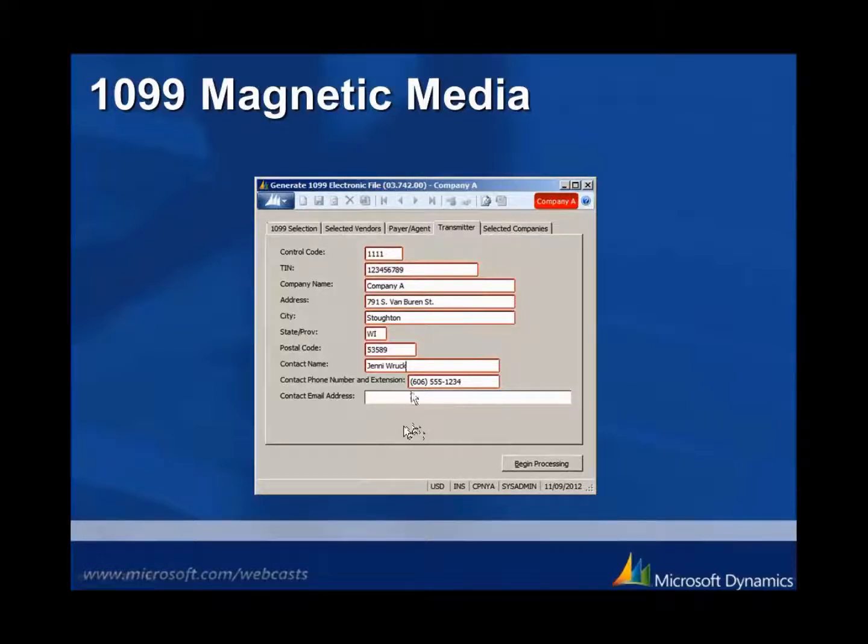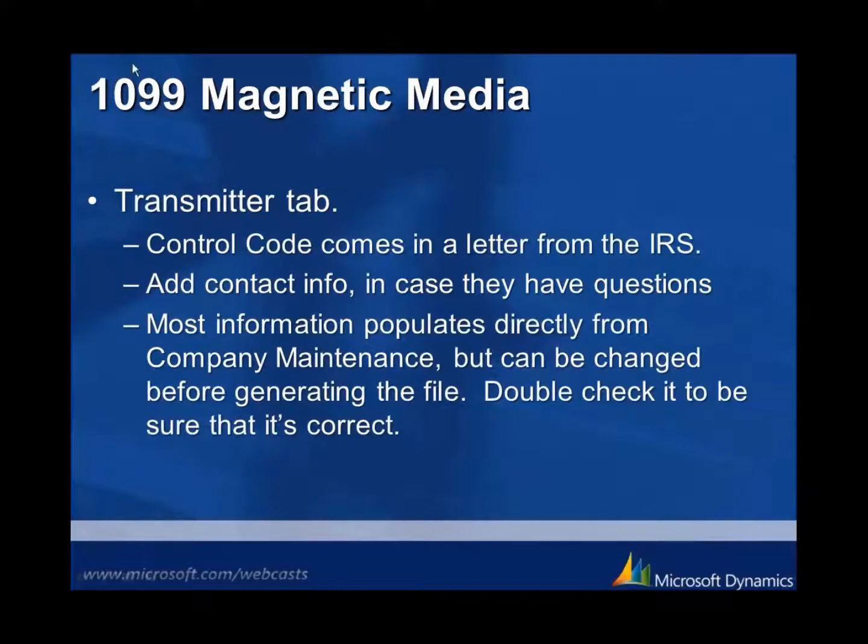Unlike the W-2s, it doesn't actually give you a space where you can say, I would like to be contacted via this method. But 1099s do give you the fields available to give them information. All right, that control code comes from a letter from the IRS, which we already talked about. You add the contact info in case they have any questions.